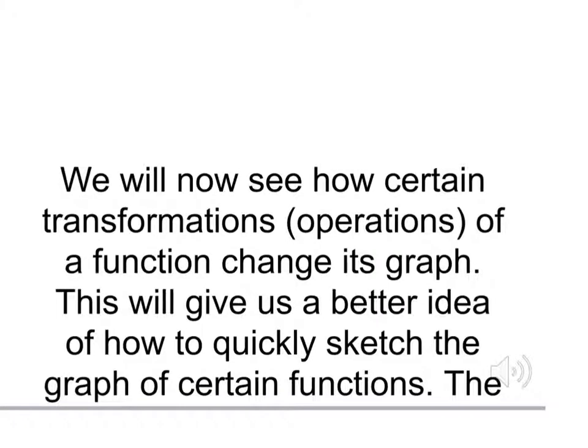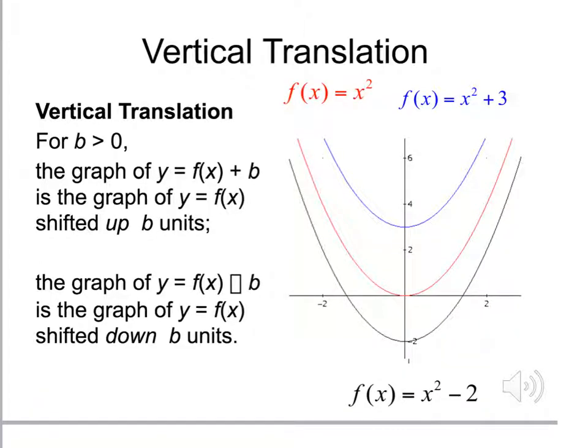Now we're going to talk about how certain functions or operations can actually change the graphs, so we'll be able to quickly sketch certain types of functions. First we're going to talk about the parent function, which is y equals x squared. It is the red graph, and it's right here at the origin. Now the blue graph is y equals x squared plus 3. What's the difference between the red parent function and the blue function? Yes, this shifted up 3 units.